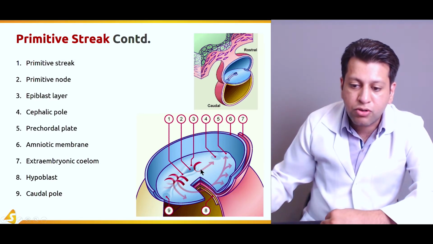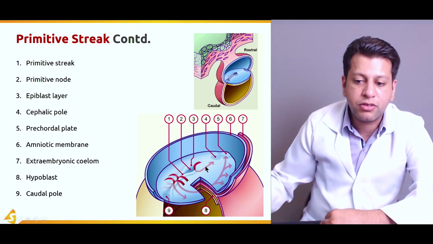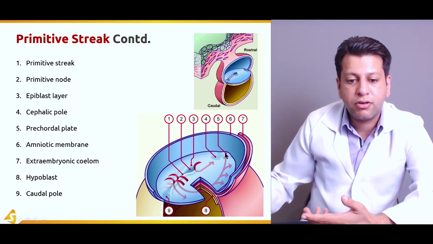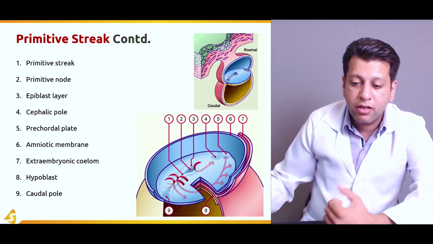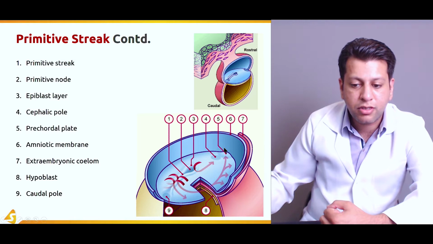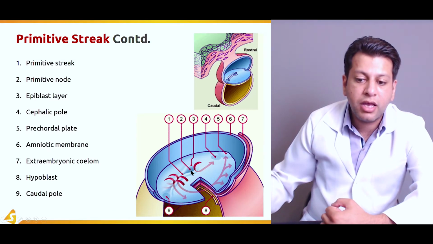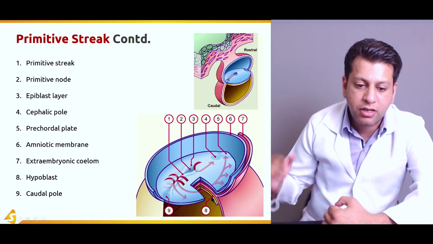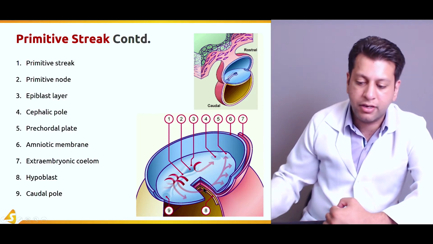Then cells will also migrate more cranially, towards number 5, which you can see is the precordal plate, which will form, later on, the oropharyngeal membrane. This is the cephalic end, the cephalic pole. This is the caudal pole. This is the amniotic membrane or amniotic cavity. You can appreciate this is the yolk sac around it, and this is the hypoblast layer in which the cells of the epiblast are actually migrating in.